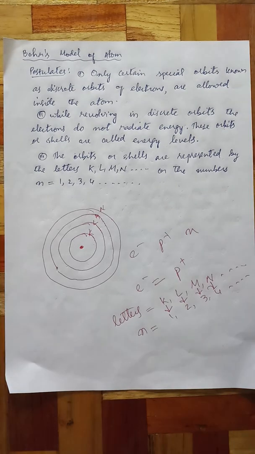So Bohr's model of the atom was accepted as the actual model of the atom, as he explained that electrons revolve only in certain orbits. When electrons revolve in their own orbits, they never lose energy, so the atom becomes stable. How these electrons are distributed in the shells K, L, M, or by numbers 1, 2, 3, in an atom, the distribution of electrons in different energy levels, will come in the next video. Thank you.